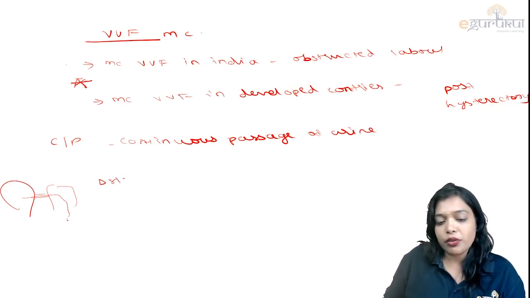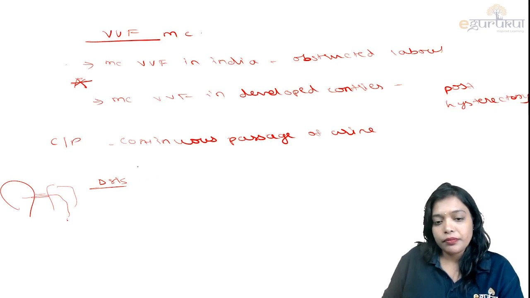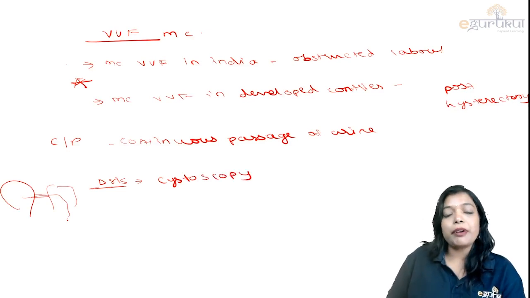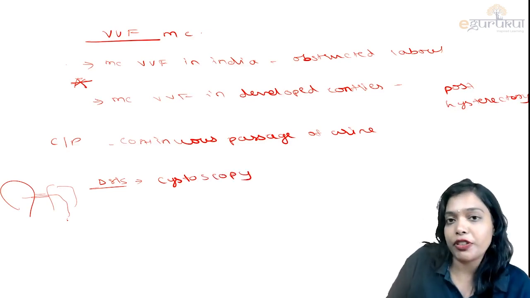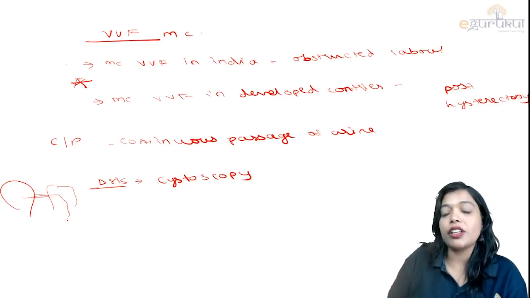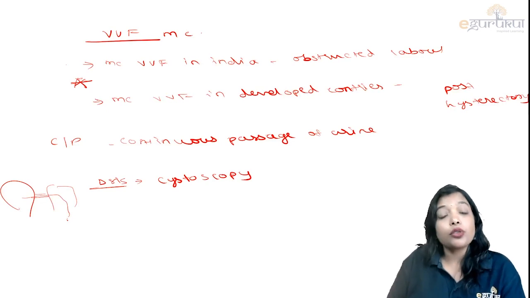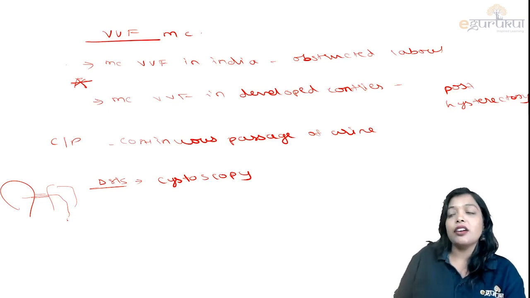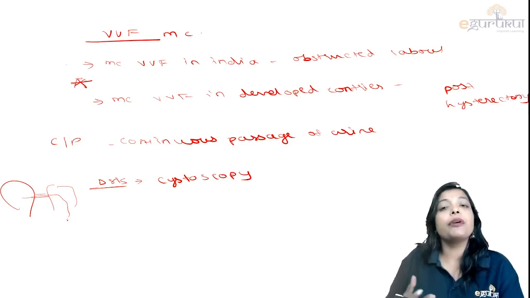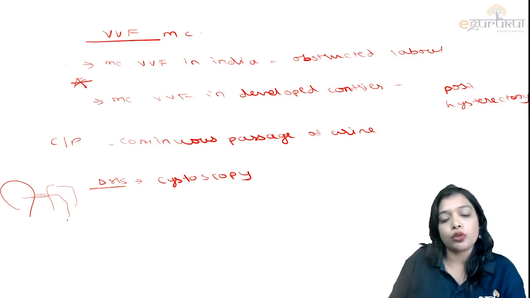So diagnosis, you can diagnose it with cystoscopy. Investigation of choice is cystoscopy. The 3 swab test will only differentiate between the types of fistula. It is not the investigation of choice or the diagnostic test of choice. Cystoscopy will tell you how many fistulas are there, how far it is from the urethra, how big it is. All that can be found by cystoscopy.